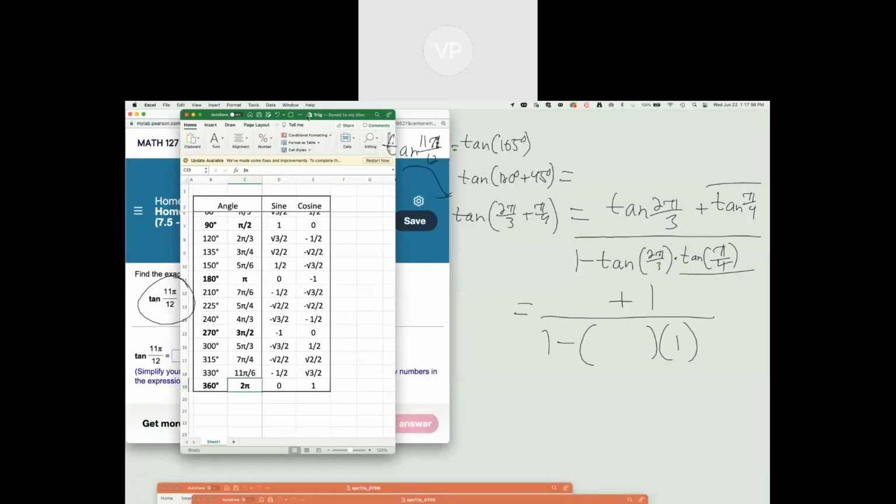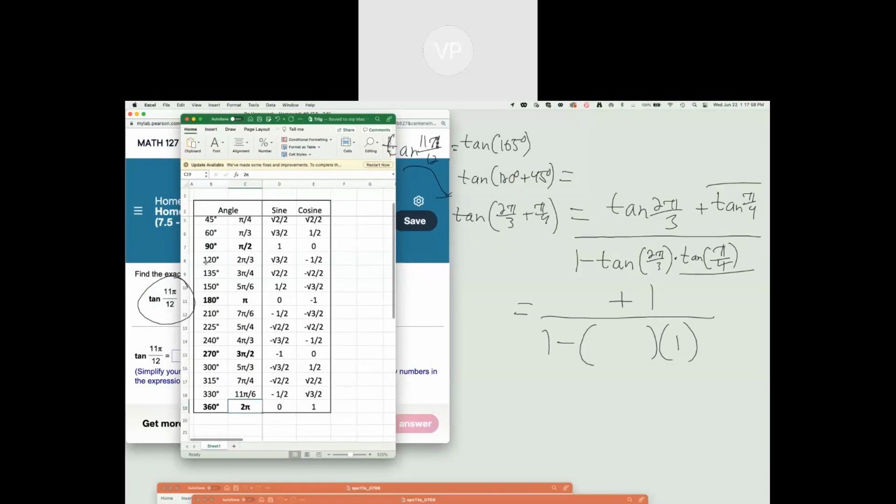Okay, look at 120, which is 2 pi over 3. Remember, the tangent is sine over cosine. So the 2's will cancel. If I'm dividing these two, it's basically going to be negative square root of 3. Because remember, it's sine over cosine. It's square root of 3 over 2 divided by negative 1/2. The 2's cancel. The negative gives me that negative root 3 right there. So that's all it is. There's not a whole lot of extra.